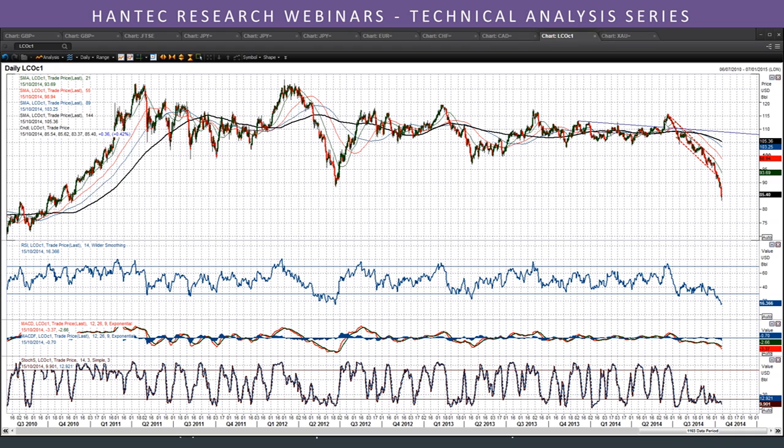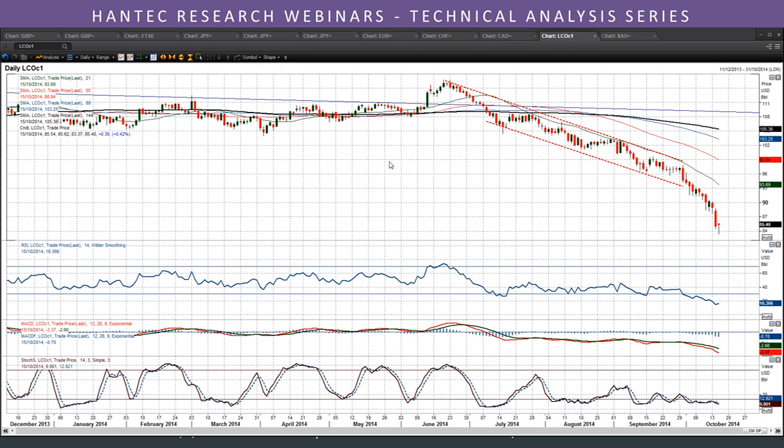So I think, again, with this downside in oil, at some stage you're going to get the mother of all rebounds, I believe, and that could happen. So you've got a bull hammer forming on oil today, potentially.